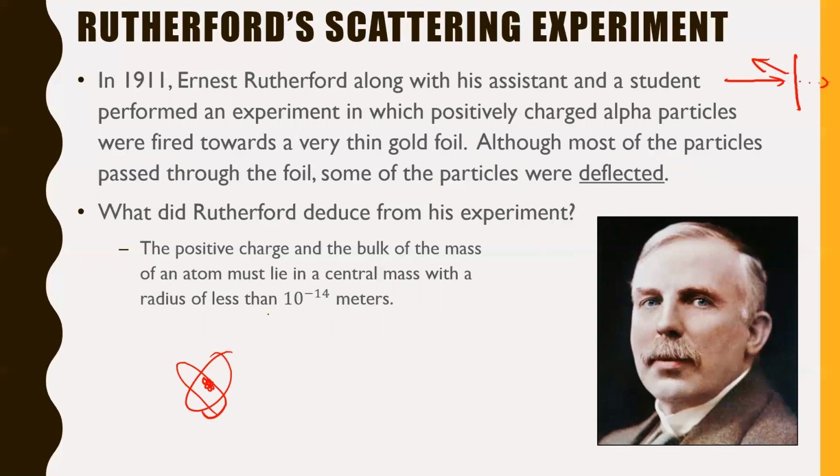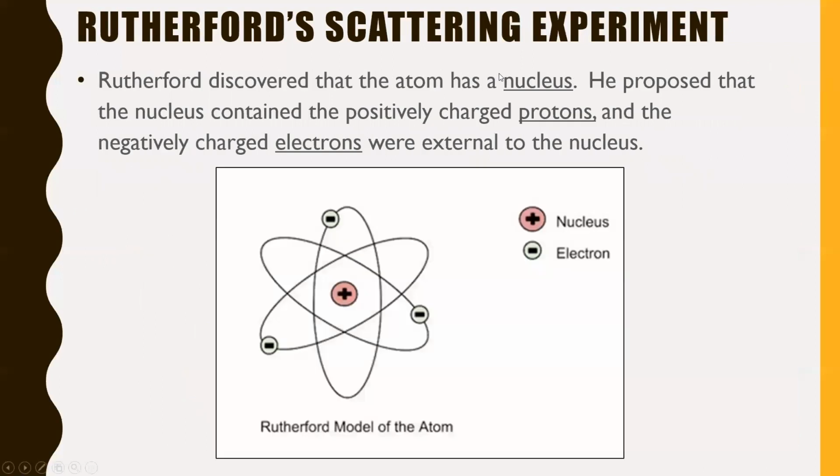So he realized that the bulk of that mass was in that central piece, but there was a lot of loose space all around it, right? And that's why a lot of them would just go right through that foil. Anyway, moving on. You have to draw it.